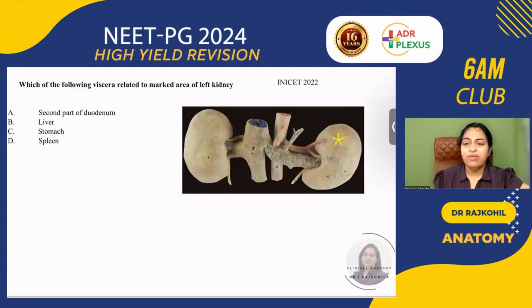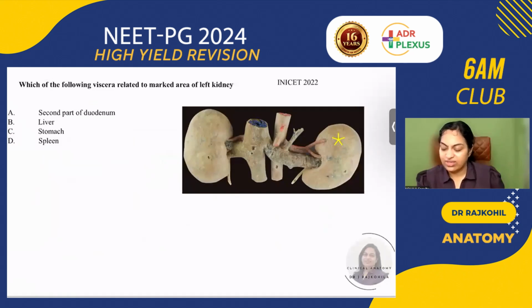And abdominal relations of the esophagus, kidney, duodenum, pancreas, is important. Can you tell me the answer alone for this? Yes, the left kidney. Here it is related to.